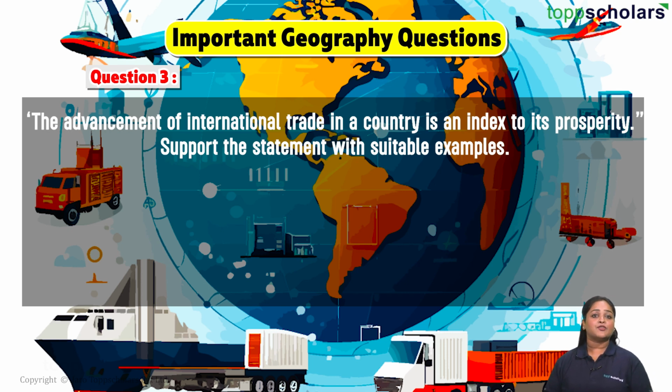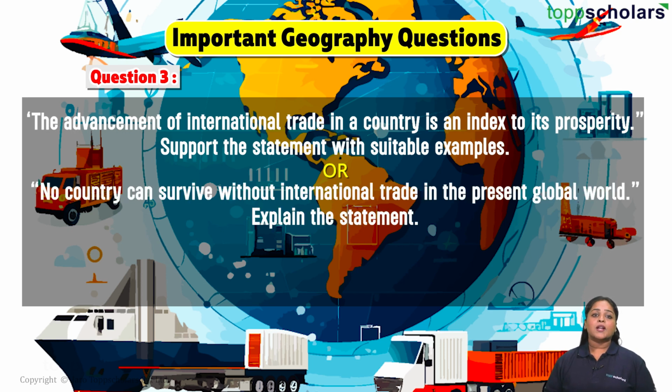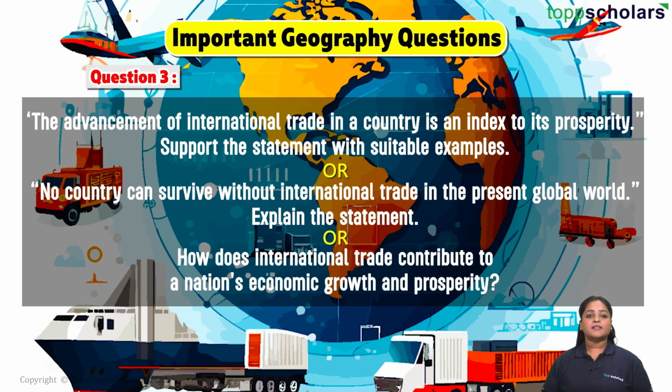The next question that appeared in the 2014 and 2011 papers is: the advancement of international trade in a country is an index to its prosperity. Support the statement with suitable examples. Or, no country can survive without international trade in the present global world. Explain the statement. Or, how does international trade contribute to a nation's economic growth and prosperity? Let us know the answer.